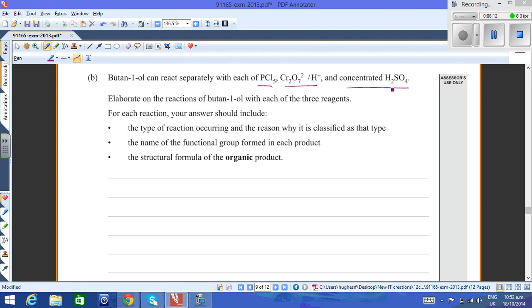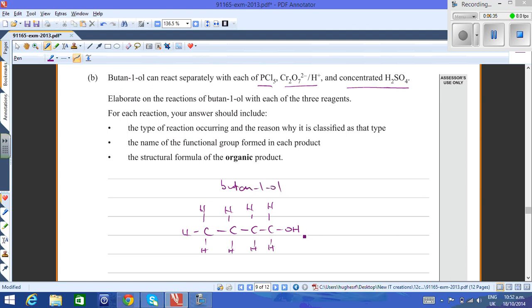So what I do here is I'll just draw down butan-1-ol as the central molecule of interest. So that's going to be a 4-carbon alcohol, and it's a primary alcohol, so the OH group is on the end. I'll just do full structural formula so we can keep track of all our hydrogens as well. So that there is butan-1-ol.